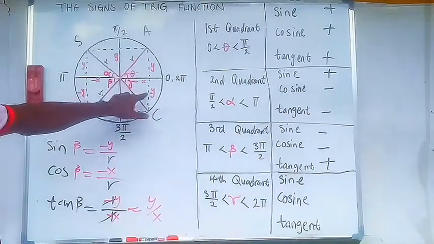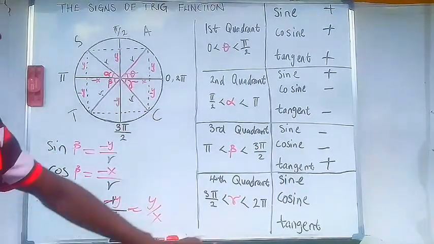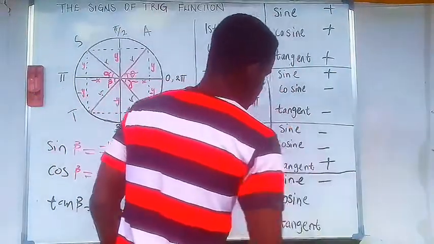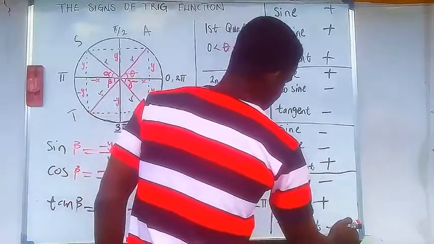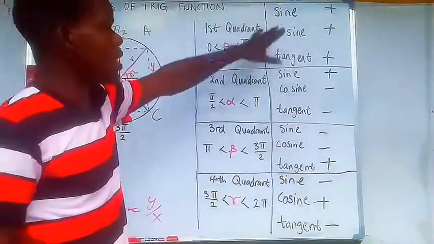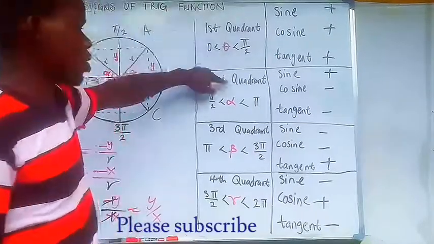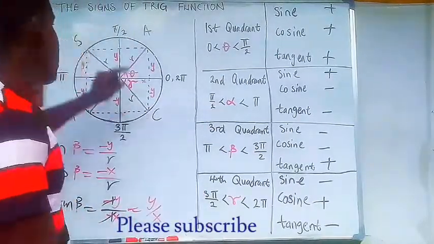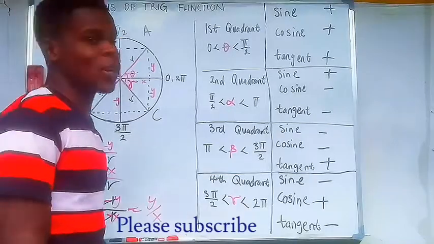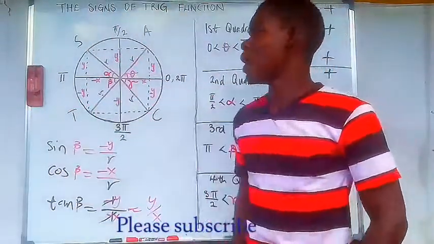So you apply the same thing in this fourth quadrant, and you would have that the sine will be negative, the cosine will be positive, and the tangent will be negative. So these are the signs for the first quadrant, second quadrant, third and fourth quadrant. Great. I hope you enjoyed the video and you've understood and know why it is so.